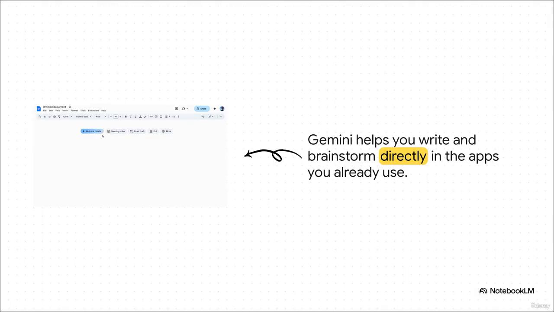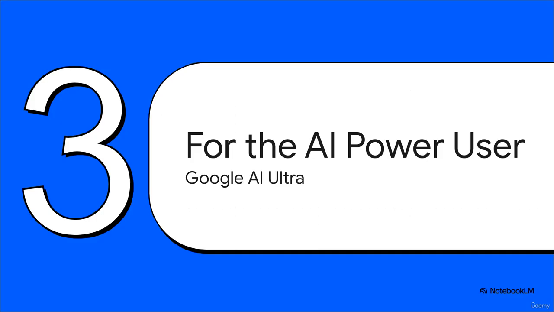And honestly, this is the real game changer here. You're not having to go out and learn some brand new, complicated app. Gemini just shows up right where you're already working. It's there to help you write, brainstorm, edit, whatever you need, without ever having to switch windows or break your flow. Okay, so that's the Pro plan, but what if you need even more?